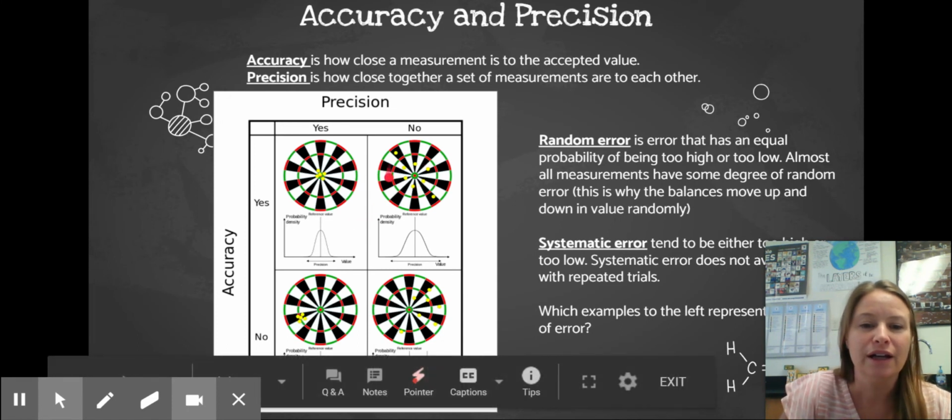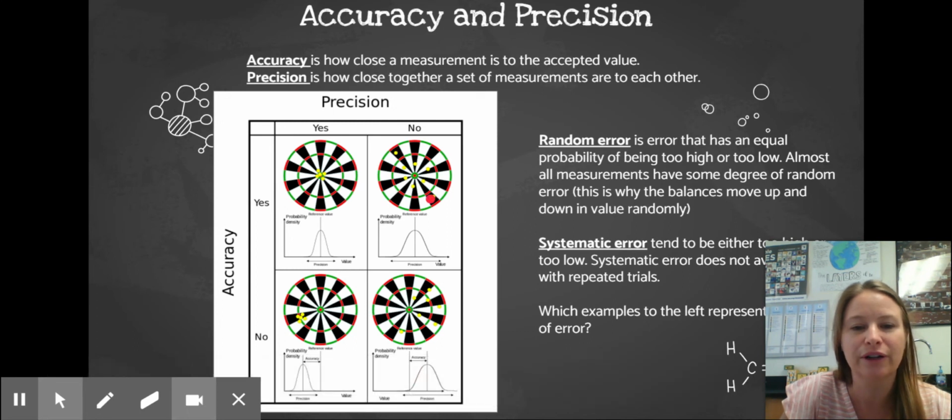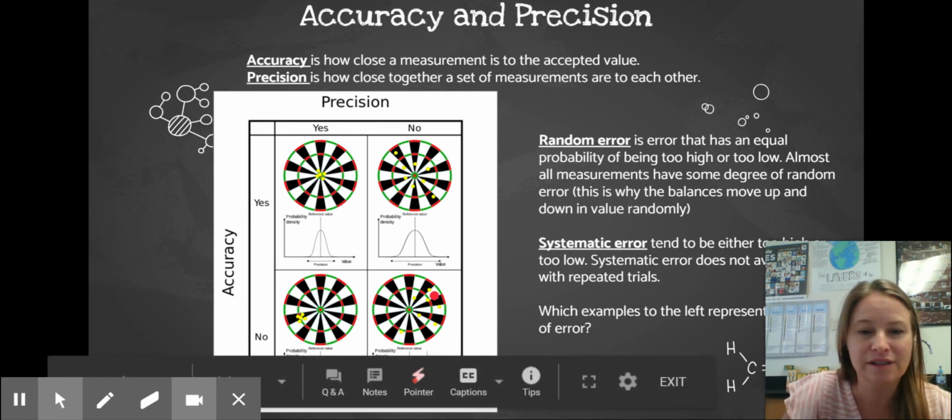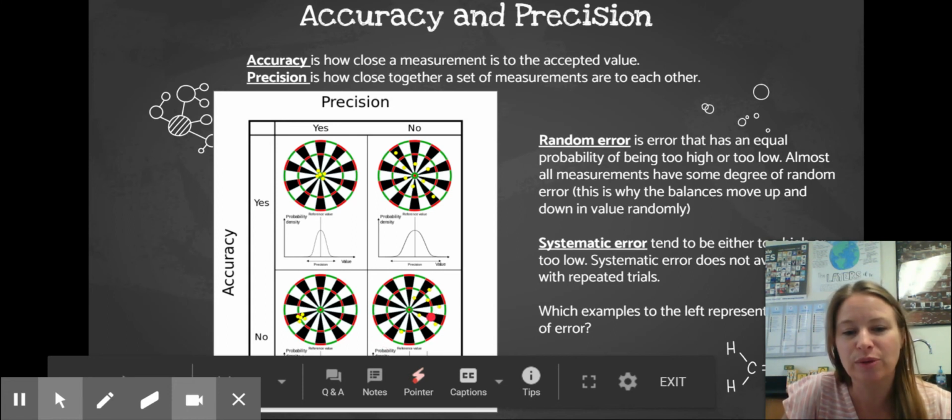Over here, this is not precise because you can see there's one way up high and one way down low, and then there's a bunch surrounding it. However, if you averaged all of these values together, then the error would average out and you would be pretty close to the bullseye. So the average of all of these would be pretty accurate. And lastly, this is neither precise nor accurate. These are all over the place, and if you average them all, you'd be off from the actual accepted value.